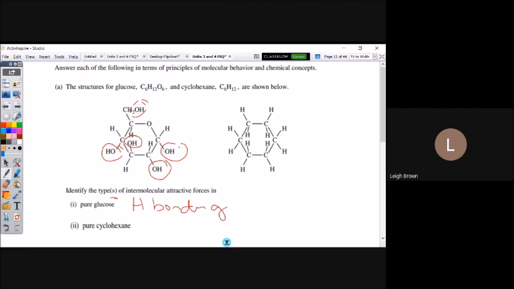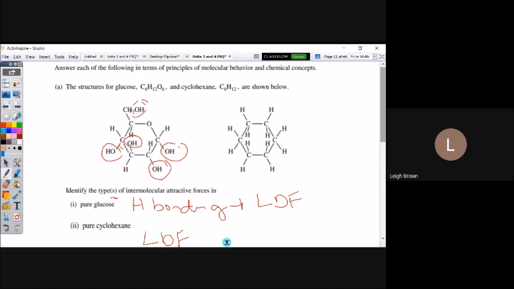Okay, and any polar molecule also, they're expecting you to have 2 answers here, would also be London dispersion forces. So make sure you would have 2 answers there. And then if you look at cyclohexane, it doesn't have any very electronegative elements, and it's completely symmetrical, so therefore it's only going to have LDFs. So that's going to be my only answer there.